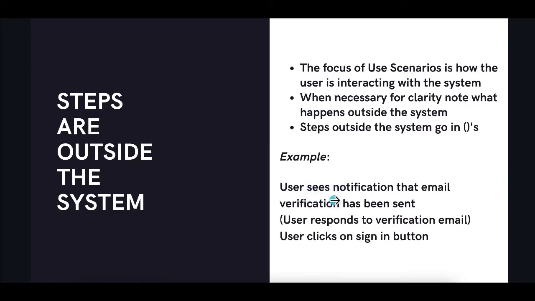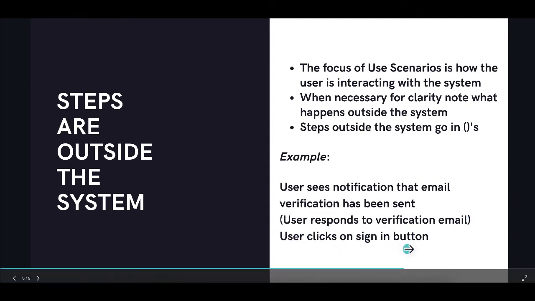The user sees notification that email verification has been sent. Then in parentheses, user responds to verification email. Notice how when they respond to that verification email, they wouldn't actually be within our system, right? They would be in another system. They might be in Gmail, or whatever their email platform is. So we would put that in parentheses. Then user clicks on sign in button. So we're back in the system, and now we're clicking on stuff inside of our system.